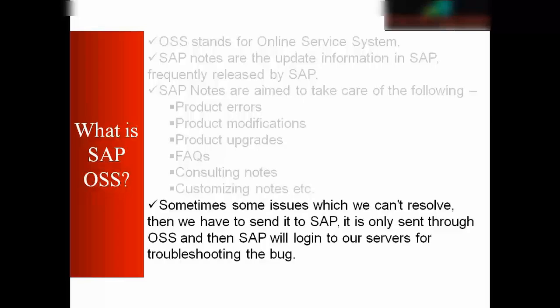And sometimes there are issues which we can't resolve, then we have to send it to SAP. It is only sent through the OSS, and then SAP will log into our server for troubleshooting the bug. So basically there is a new release of SAP or new enhancement pack that my company is using, and we found a bug. Some standard functionality is not behaving the way it should be. So we need to log a call with SAP. That is also done by the SAP OSS. You will issue a ticket to them, and they will access your server via these OSS services. So you just need an understanding of what OSS is, just for interview purposes.